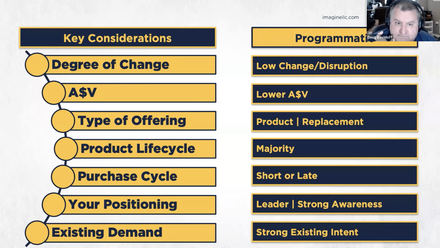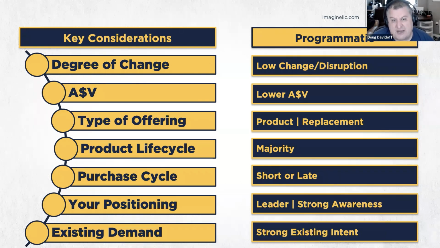Programmatic works much better if you're selling a product versus a service, and if you're replacing something that's already happening. There's already a line item for this. This is something that we're already doing. You're better in the majority life cycle, so when you're at the pragmatist and later, early majority, late majority, even potentially into the laggard. It does not work as well when you're in the early adopter or early majority phase. It can begin to work in the early majority phase, but not so much.